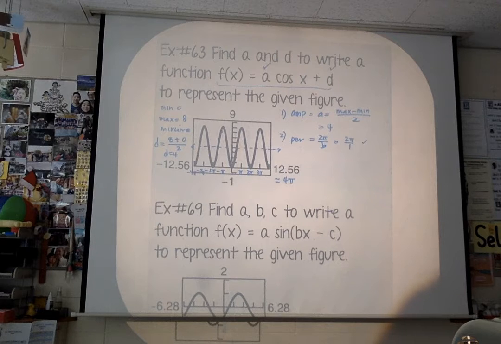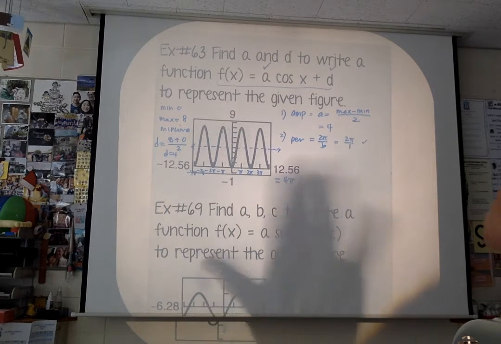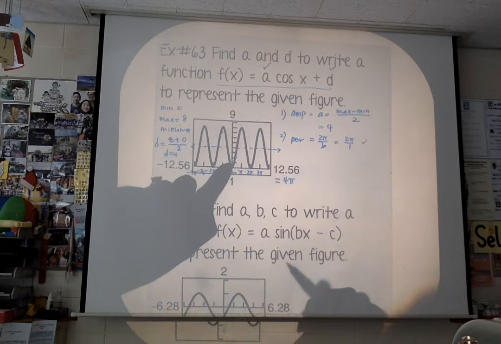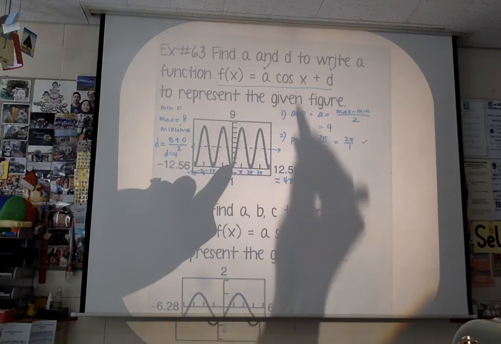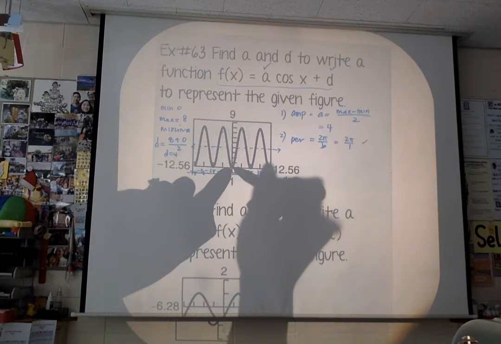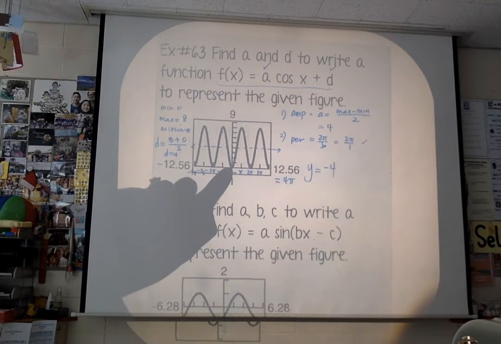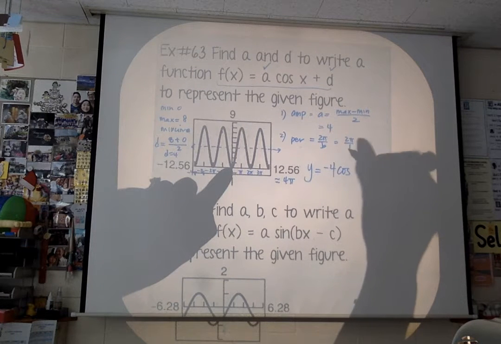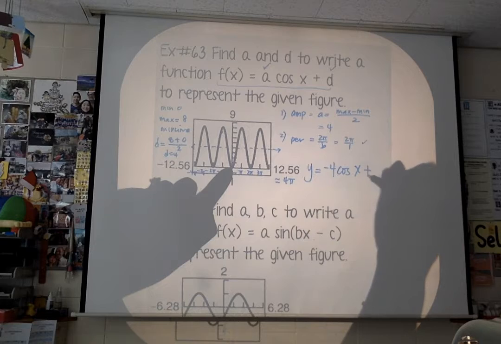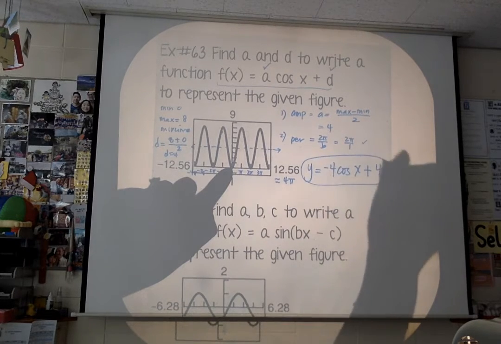Now what we're going to do is this. We know that there is no phase shift. That means it started at 0. Well, if it's a cosine graph, why did it start... oh, it started at the minimum. What does that tell us about our A? It must be negative 4. Cosine, our B is 1, so it's going to be x, plus 4, since our D is 4.